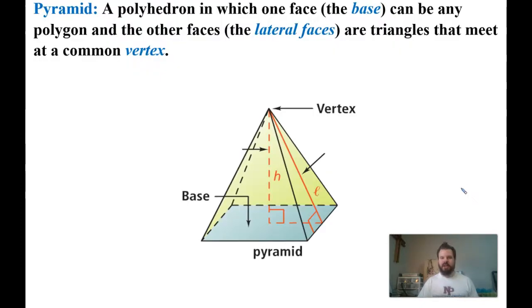All right, so let's define a pyramid for you right off the bat here. Now, the picture that comes to your head when I say pyramid, which hopefully just looks like this, okay, that's really all we need for a definition. We'll go a little bit deeper than that here.